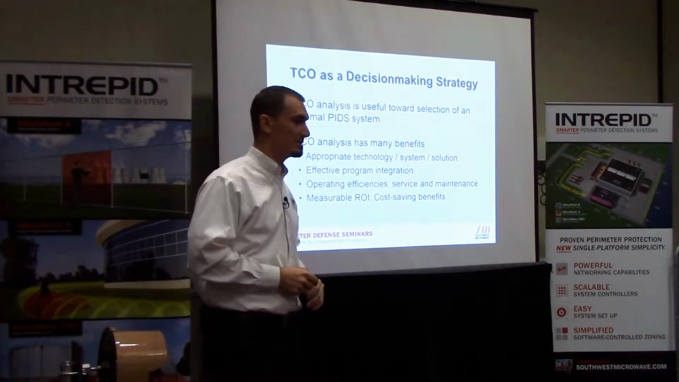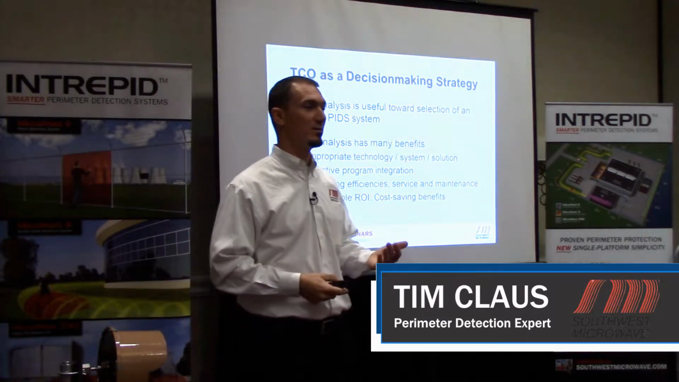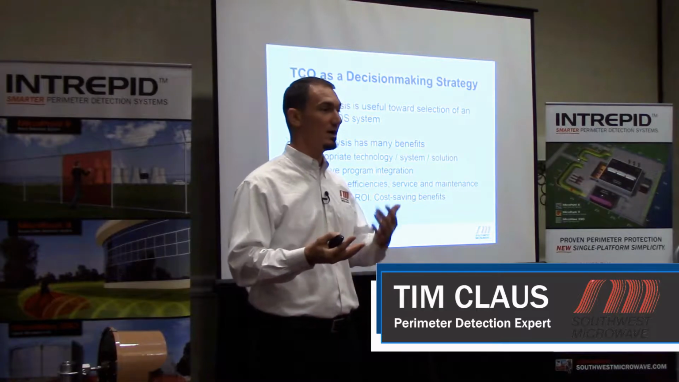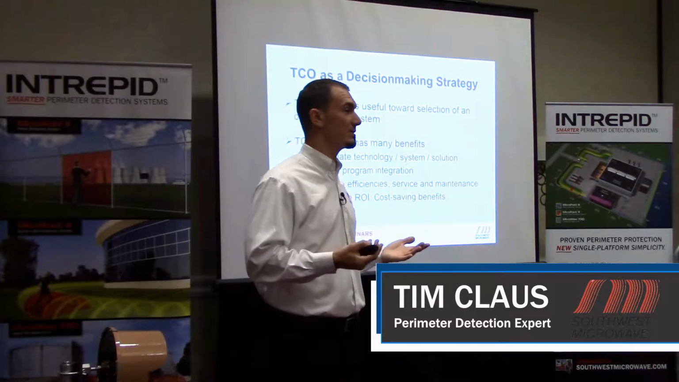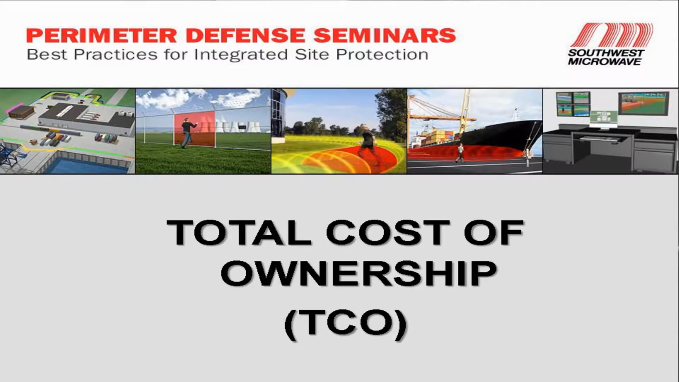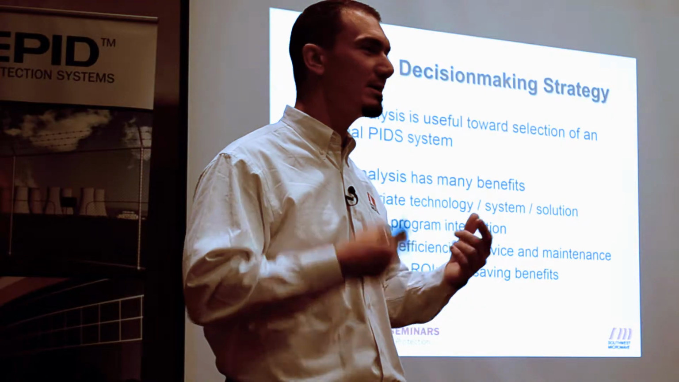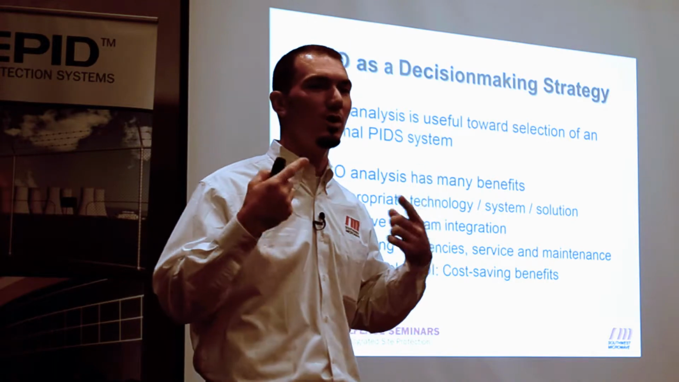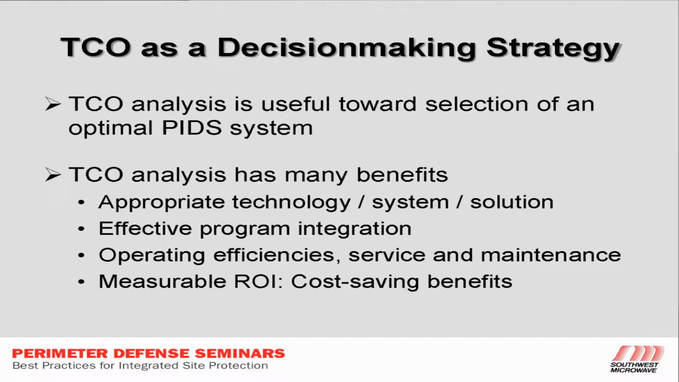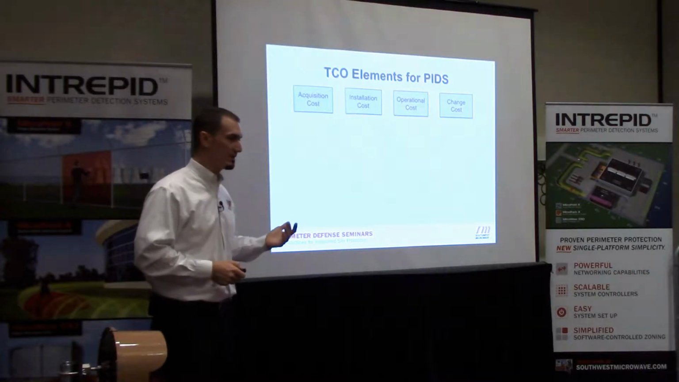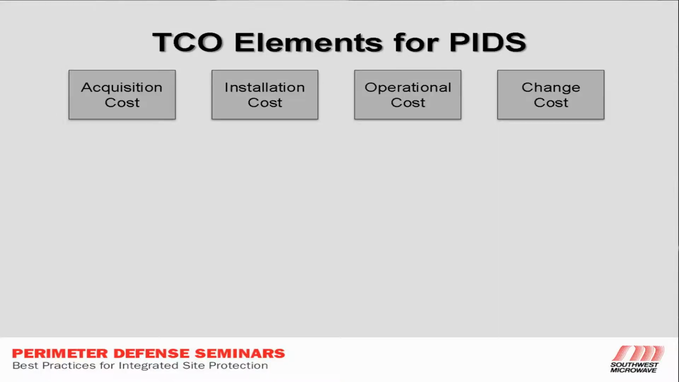The TCO analysis is important when you're determining whether you want to use one of our sensors, another sensor, or any sensor at all. It doesn't just apply to our equipment. This is a general guide to help you determine and maybe spur some thought as to what's important when we're looking at potentially putting a perimeter system out there or making a change to a perimeter system. We like to break it down into 4 categories: acquisition, installation, operation, and change, right?